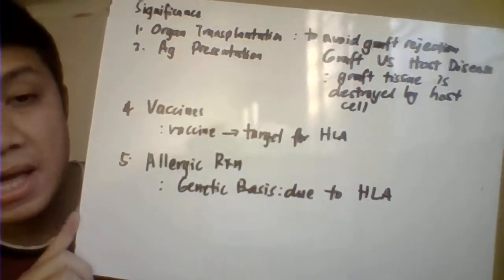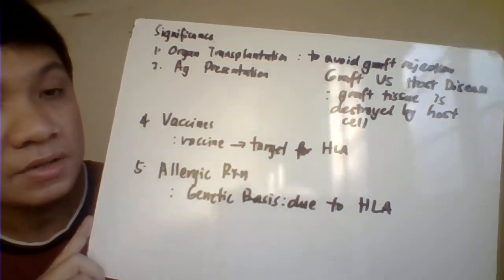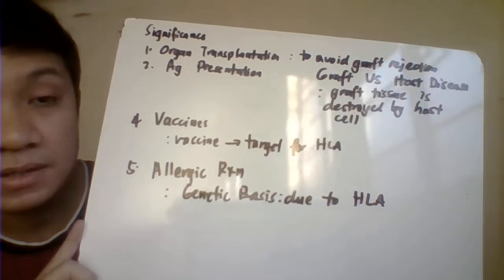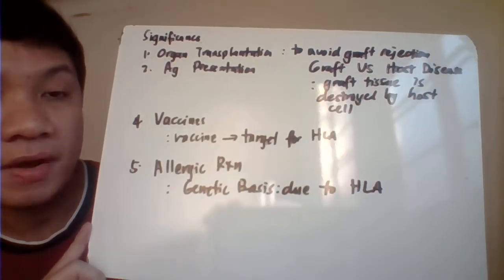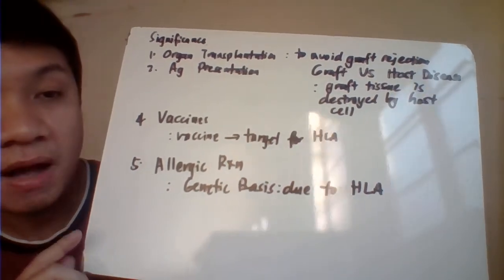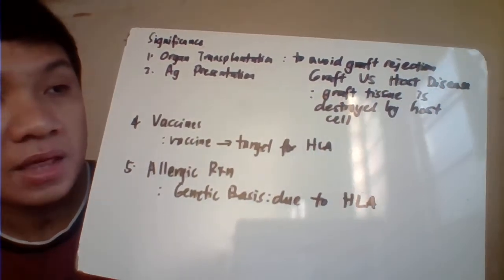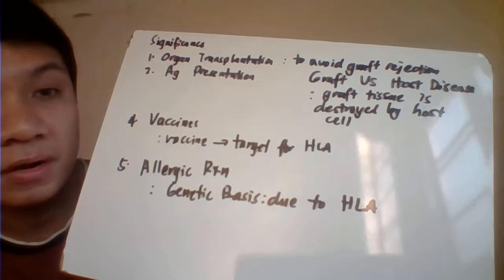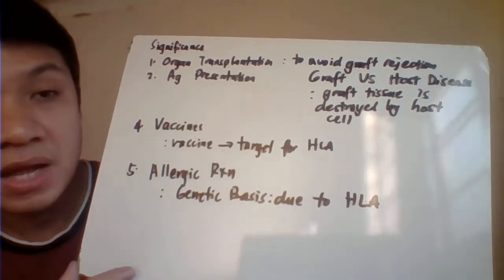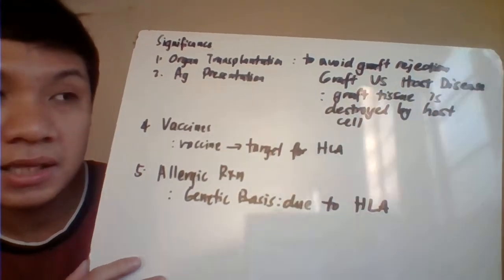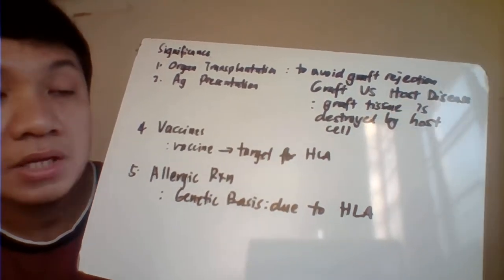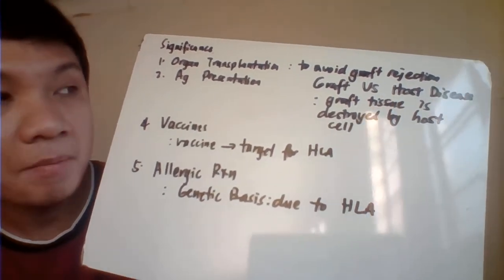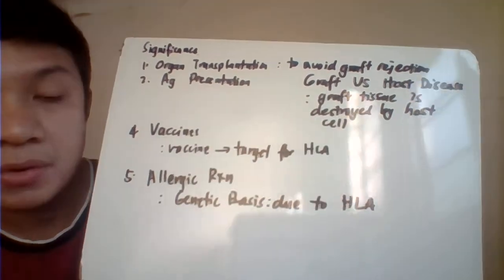Okay, so we have here the significance of our MHC. Number one, we have the organ transplantation. For the organ transplantation, it is very important that you have histocompatibility between the recipient and donor to prevent graft rejection. And if they are not compatible with one another, it can eventually result in the rejection of your transplanted organ or tissues or the bone marrow, primarily through your graft versus host disease.